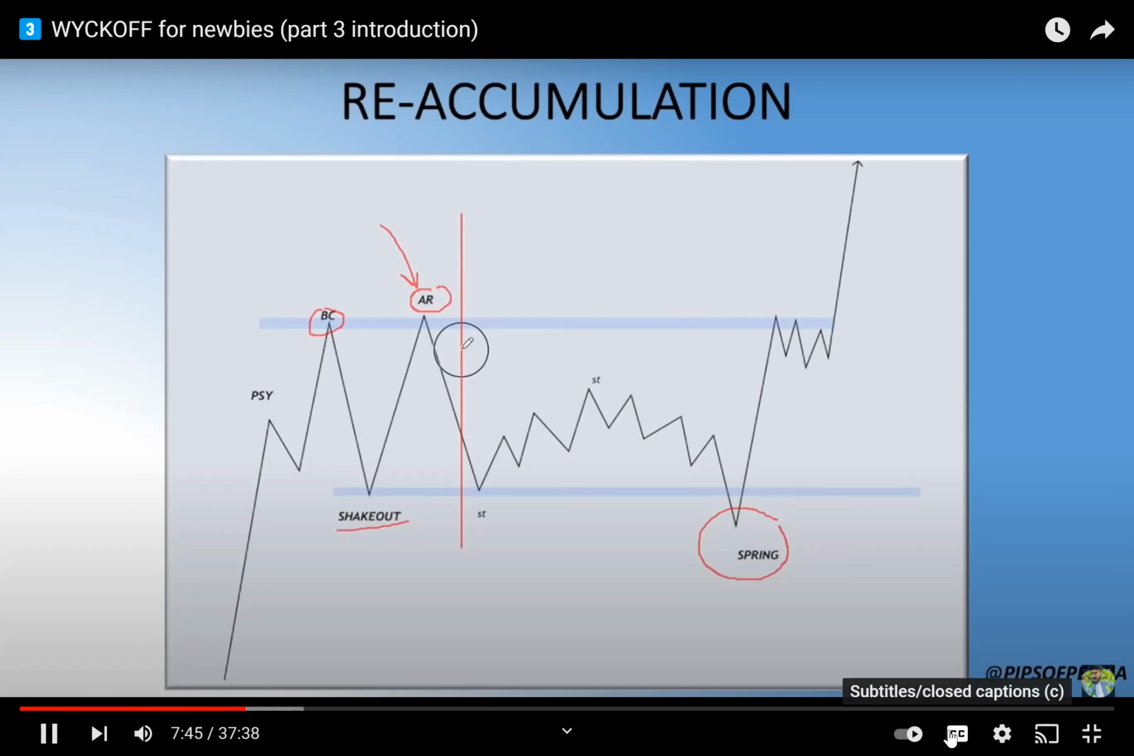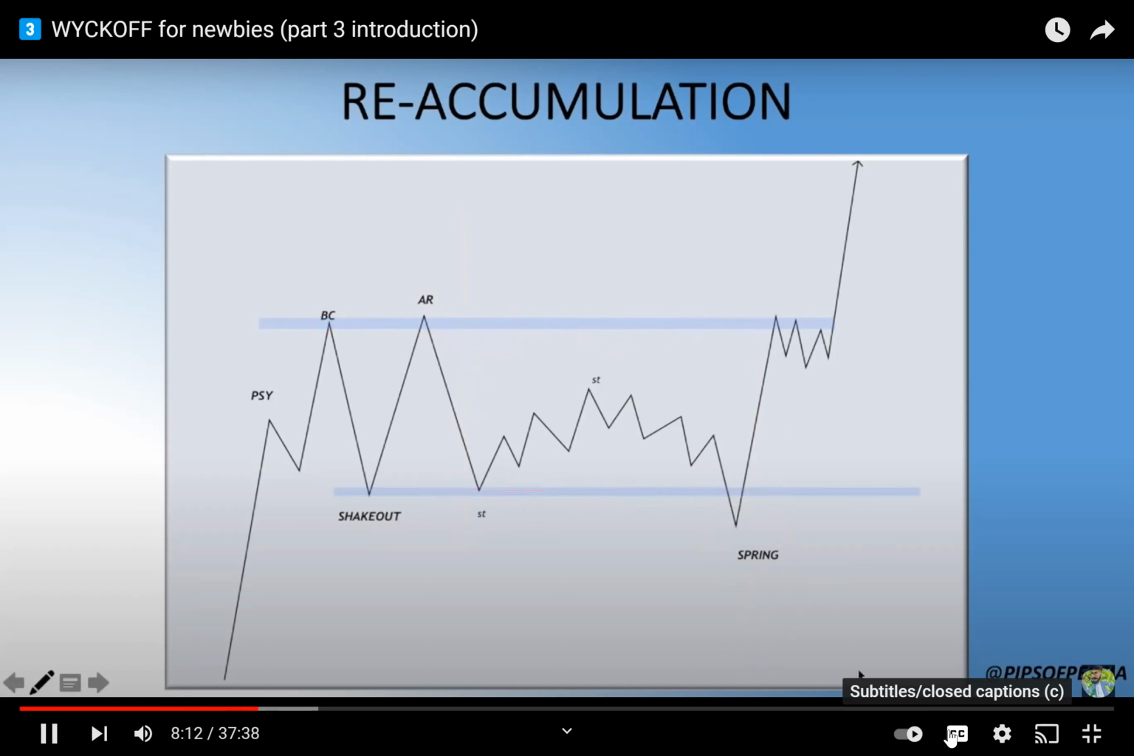Yet again, don't be too invested in the schematic. What I've drawn over here is not exactly what you have to see on your charts. What I'm trying to say is within that range from the automatic rally down to that spring, sometimes the market will create random highs and lows. Oftentimes it will end up testing the previous areas of supply or demand, just creating a range, creating an area of liquidity for it to later on be manipulated through that spring.